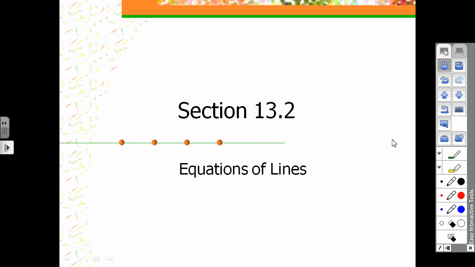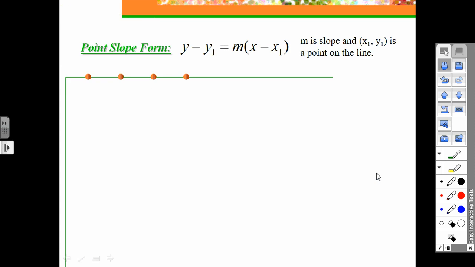All right, so section 13.2, now we're going to get into some more variety of different types of equations of lines. Okay, so first one is the point slope form. And what the point slope form does is exactly what it says. You're given a point and you're given the slope and you need to write the equation of the line. Now, this is a really fast way of being able to do it.